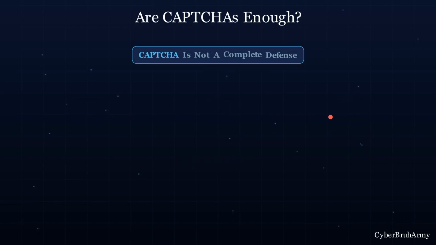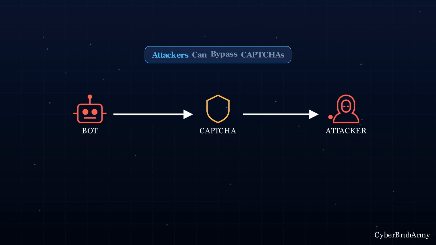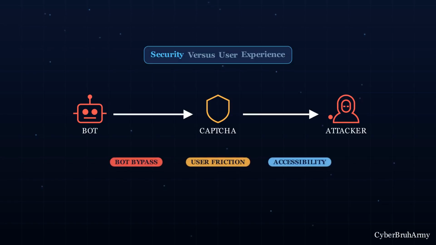CAPTCHAs are useful, but they should not be treated as a complete solution for stopping malicious bots. Some bots can bypass certain CAPTCHA challenges, and attackers can also use human click farms to solve challenges on behalf of automated systems. CAPTCHAs can also create a poor user experience and may be difficult for people with serious visual impairments.